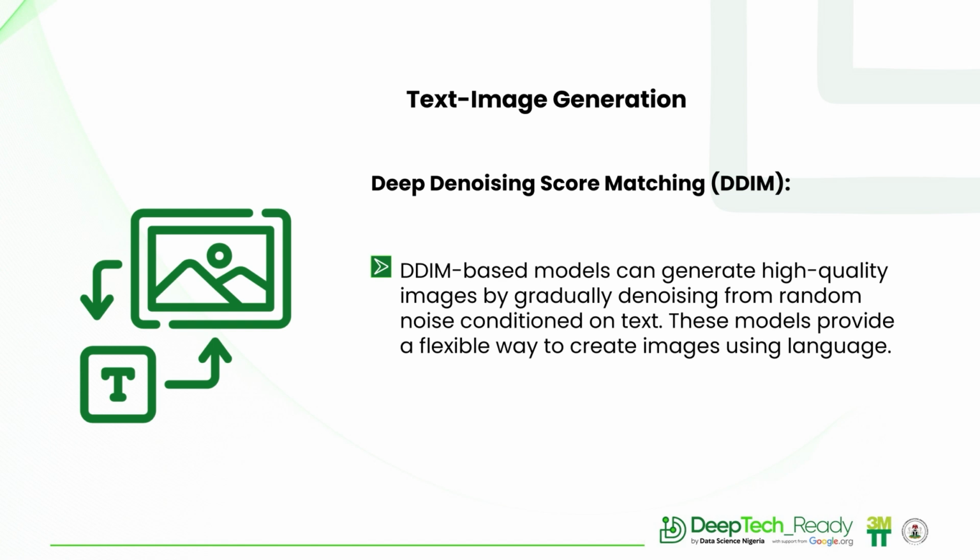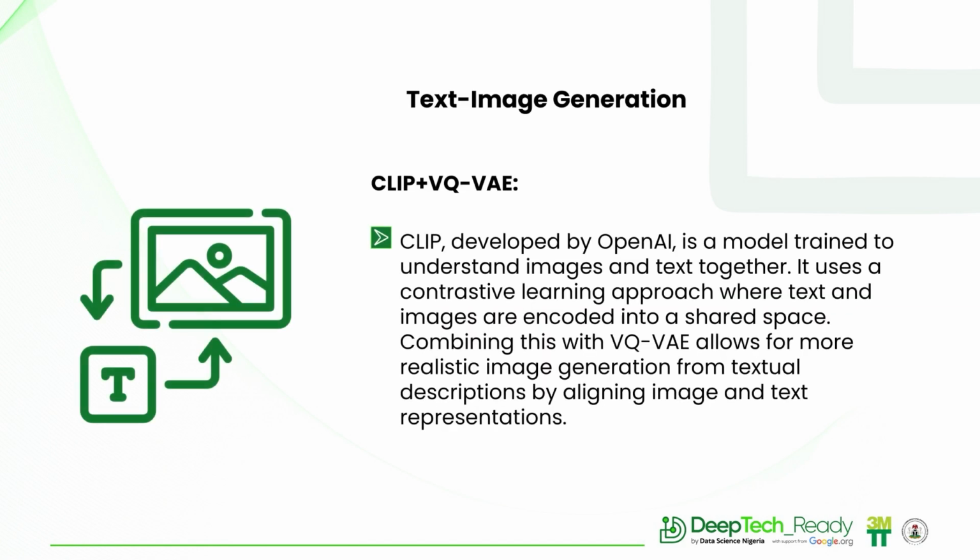You can also take a look at, of course, CLIP with VQ-VAE. CLIP was developed by OpenAI. I'll talk more about that in the coming video. So it's a model trained to understand images and text together. So it uses a contrastive learning approach where text and images are encoded into a shared space. Combining this with VQ-VAE allows for more realistic image generation from textual description by aligning image and text representation.